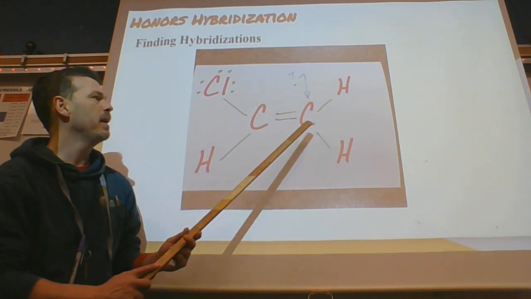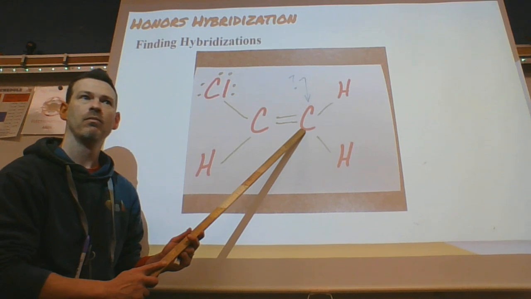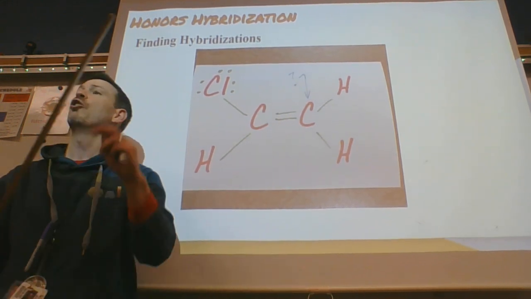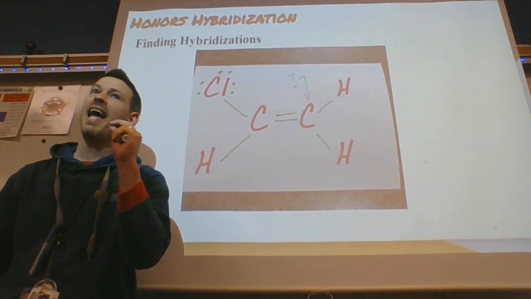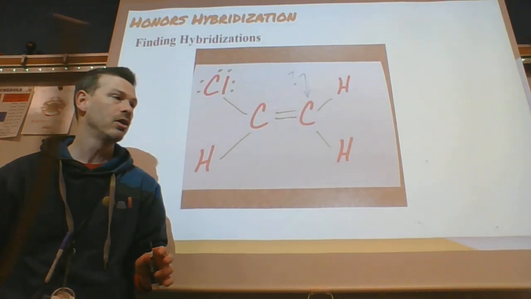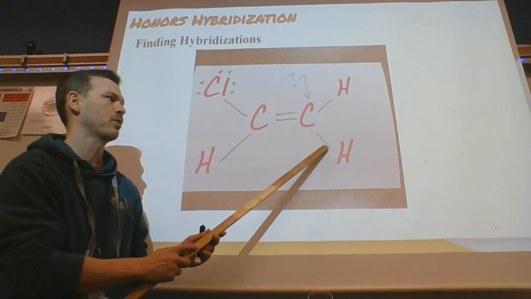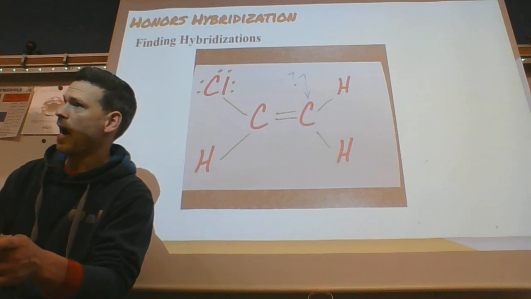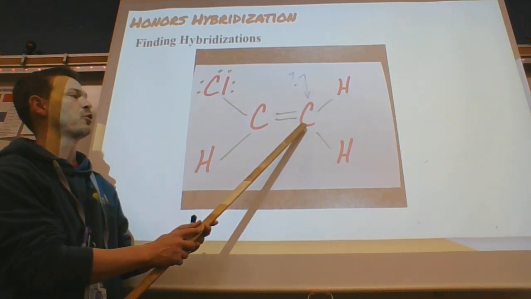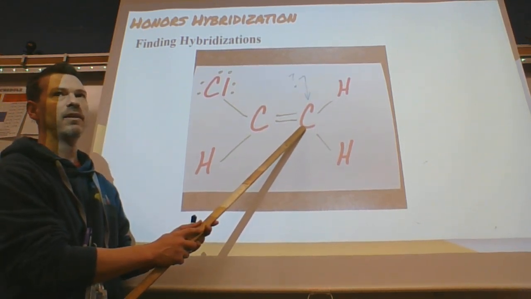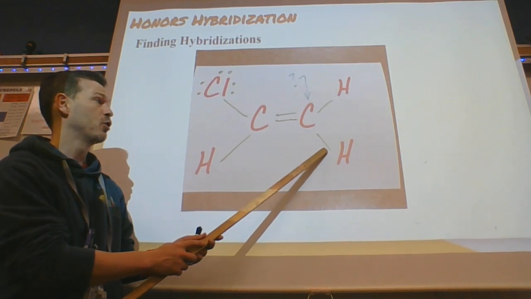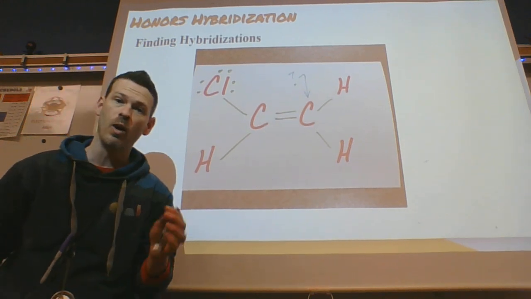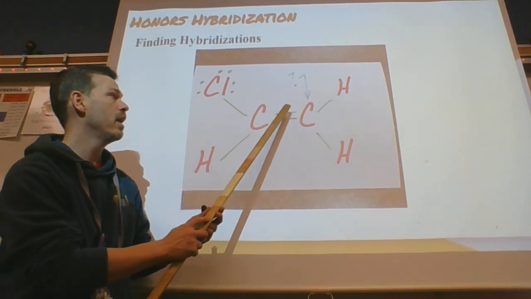Let's go through them. How many lone pairs are on this carbon? Lone pairs are free-floating dots. None. There are no lone pairs to worry about on the carbon. These are all shared pairs. So lone pairs, we're not worried about them. The other thing that can hybridize are sigmas. How many sigmas are touching this carbon? 3. There's 1, 2, and 1 of those, because the other one in the very middle is a pi. So 1, 2, 3.